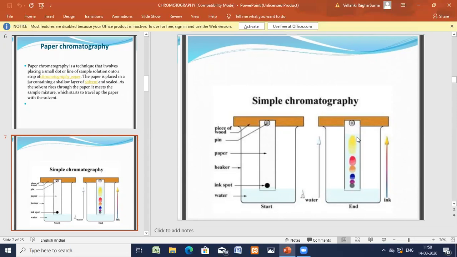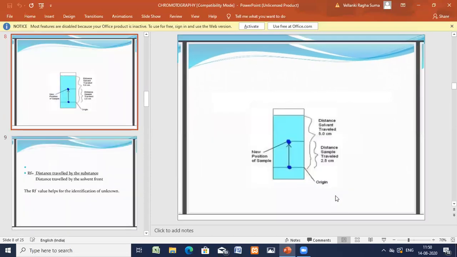Now, during traveling, you can see chromatography, the separation of the components into different colors. You can see each component is of one color. So the components are getting separated here. The stationary phase is paper, and the mobile phase is the liquid.